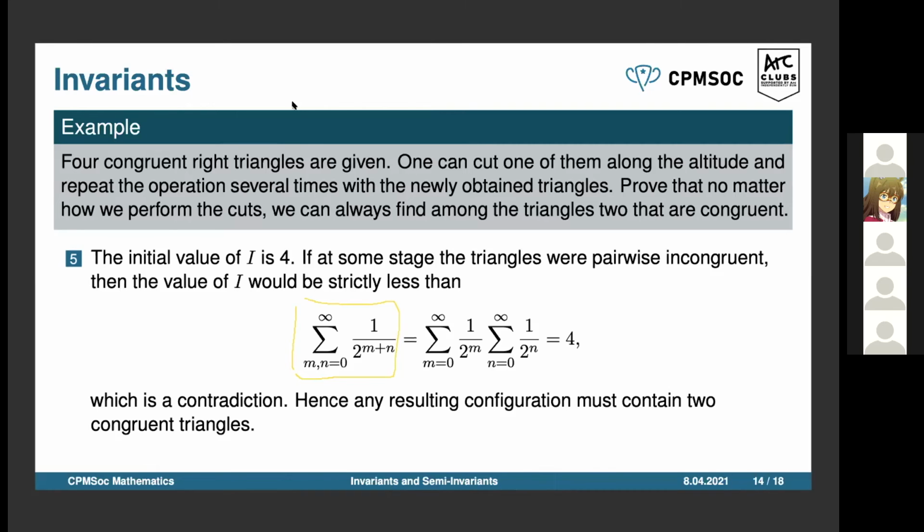But because we cannot possibly cut infinitely, your value of I will be strictly less than 4, because you cannot possibly get all the triangles. And that is a contradiction, because we started with an I value of 4. If at some stage the triangles were pairwise incongruent, we'd get an I value less than 4, and that contradicts our initial value. And therefore we proved that you will always have 2 congruent triangles after cutting.